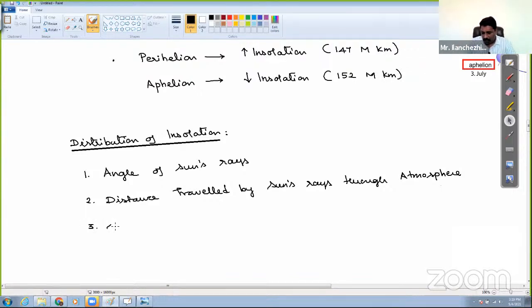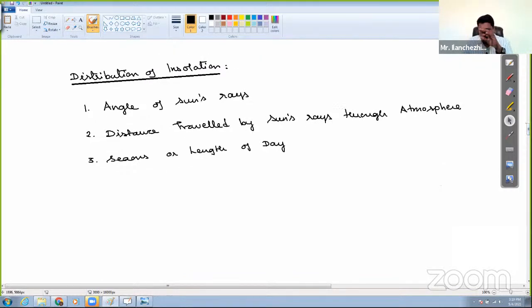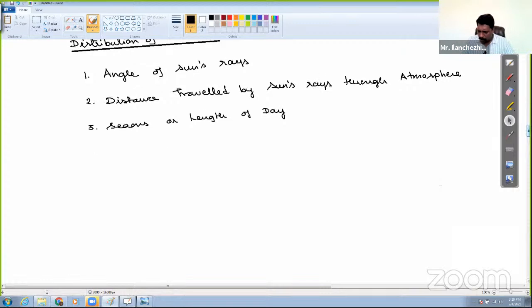Number 3, seasons, right? Either you call them as seasons or simply you call them as length of day, my friend. Okay. So angle of sun's rays, distance traveled by sun's rays through atmosphere, seasons or length of day. Okay. See, one by one I'll explain it. Number 1, my friend, the most important. See, for example, I said entire Earth as a system, insolation received is almost static. But from place to place and time to time, there is a major variation in it. That's the reason I said the number 1, the most important factor among everything.